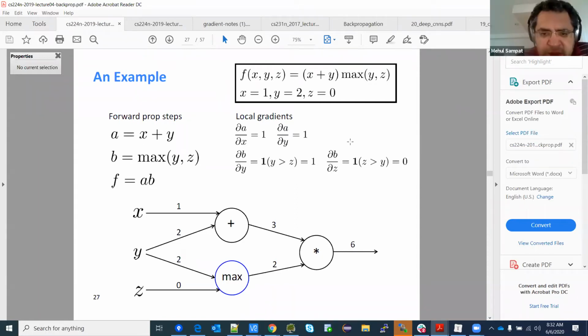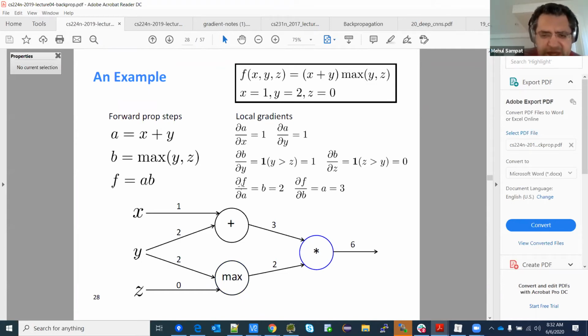What we need to remember is these local gradients are with respect to these values, right? So we are substituting these values to get the local gradient. For example, if Z was 4 here, then del B by del Y would be 0, and del B by del Z would be 1. Does that help?